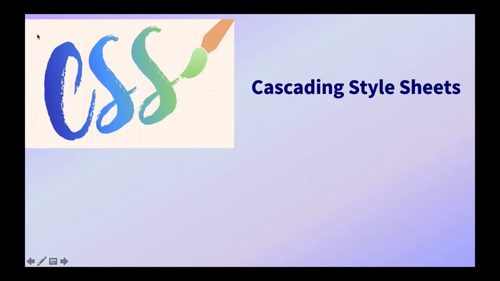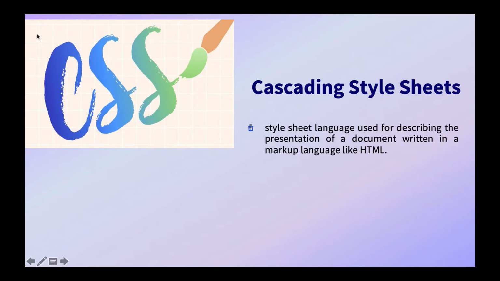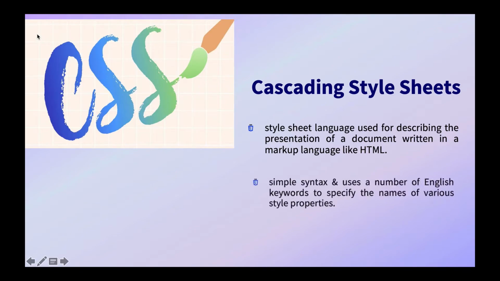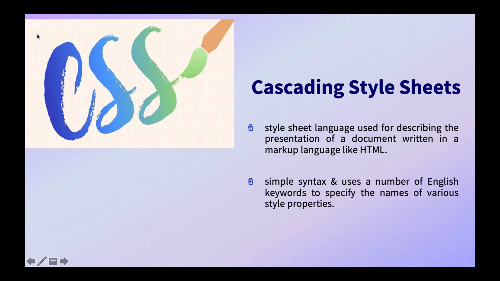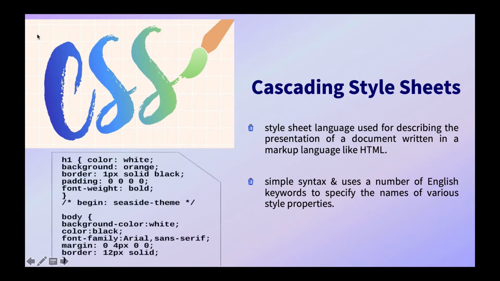Next up, we have cascading style sheets, or CSS for short. It is a style sheet language used for describing the presentation of a document written in a markup language like HTML. It uses simple syntax and a number of English keywords to specify the names of various style properties. Here are some examples. In essence, CSS is responsible for the styling of HTML.